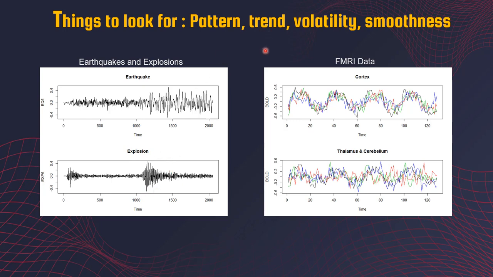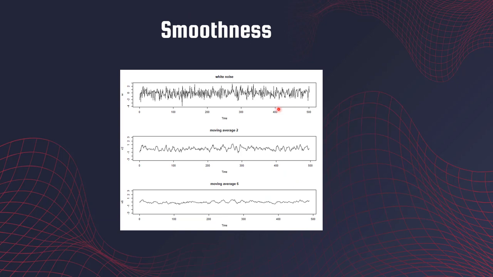So in this section, we will focus on how to build statistical models to capture smoothness of the time series. So what do I mean by smoothness? If you look at the top graph, it looks very rough, very choppy. So this is what I would call a rough plot. The second one is slightly smoother. It's not as choppy as the first one. And the third one is even smoother than the second one. So this is what I mean by smoothness.